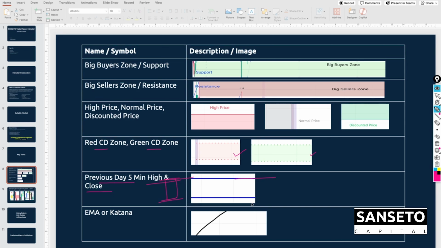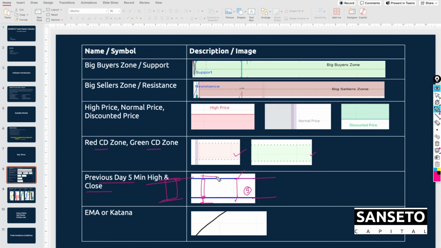The first line and the second line are on a 5 minutes time frame. Whatever the candle close, whether it's a big candle or small candle, doesn't matter. The high of the candle and low of the candle will be marked for the next day. Assuming today is day one, this is the closing of the candle.